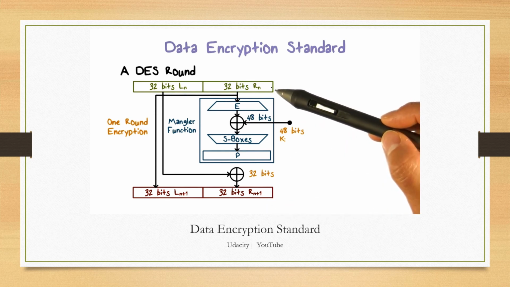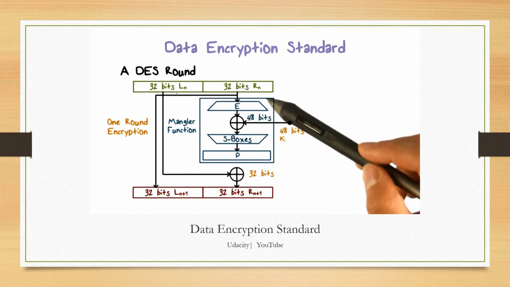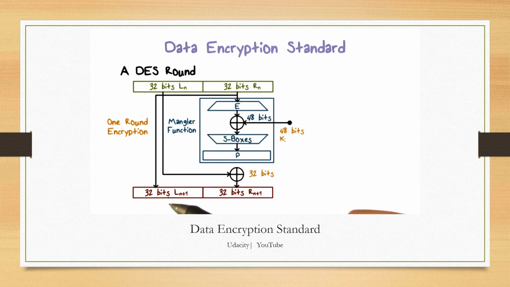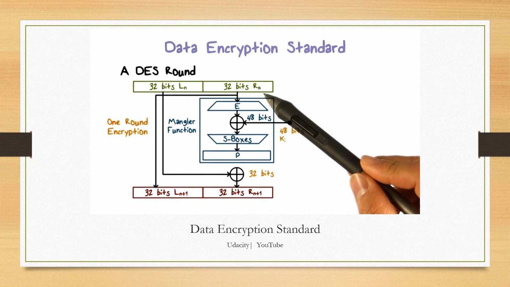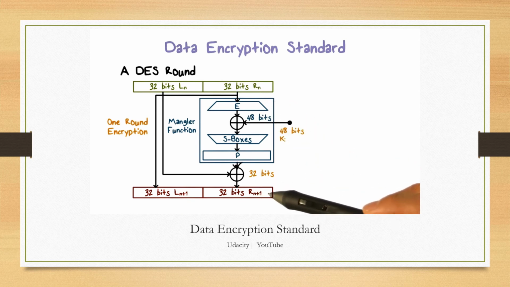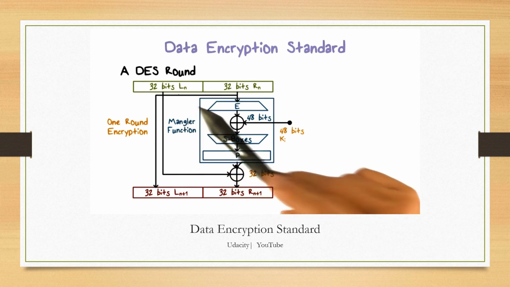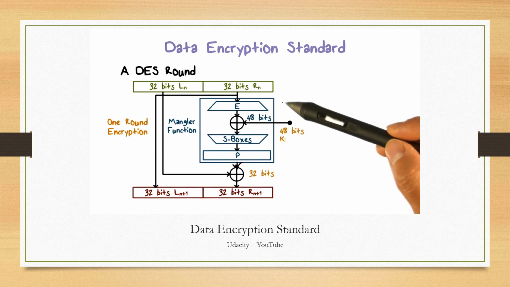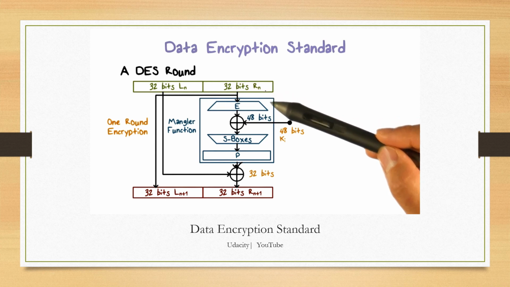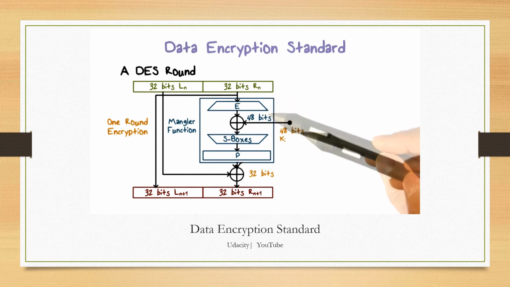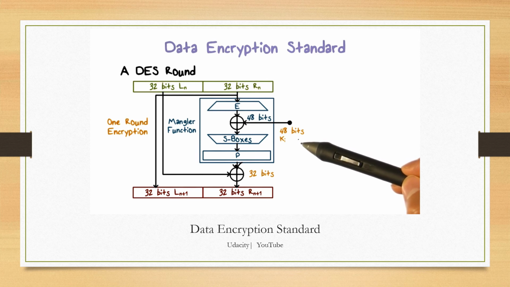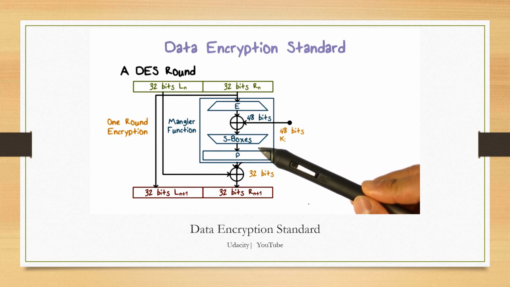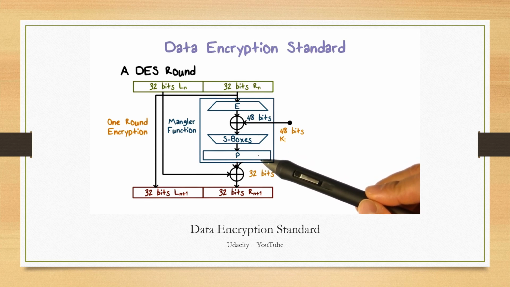The input is divided into the left half and the right half. The output left half is just the right half of the input. The right half of the output is the result of XORing the left half of the input and the output of the Mangler function. The Mangler function takes as input the 32-bit right half, expands it to 48 bits, then XORs it with the 48-bit round key, then uses the S-boxes to substitute the 48-bit value into a 32-bit value.